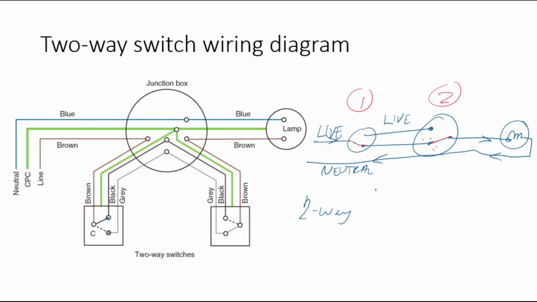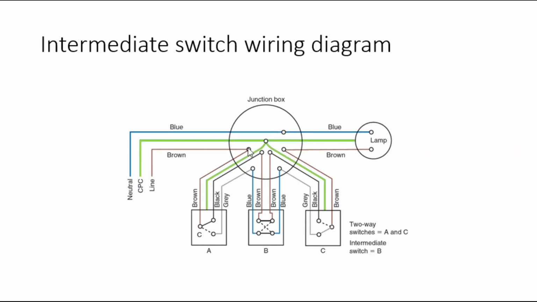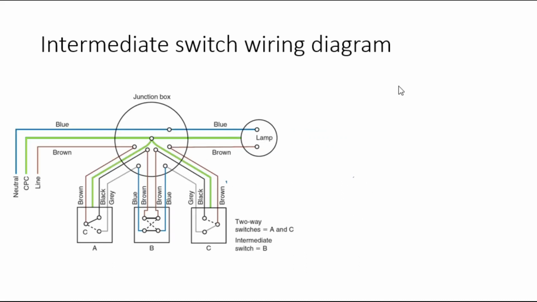If we want to add more to your switch, we want to have more than two switches switching the circuit, we would then use an intermediate switch like this. So this type of circuit now allows you to have more than two switches in any given point by using the configuration that I will show here.